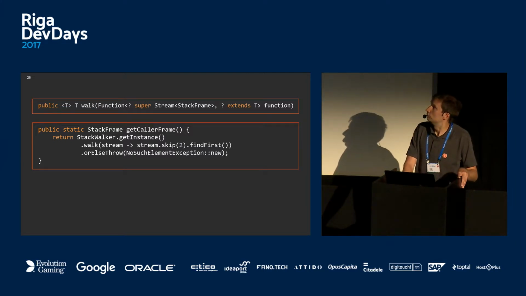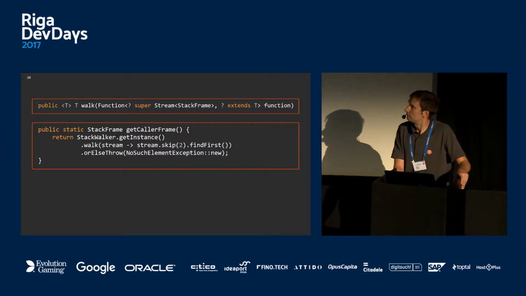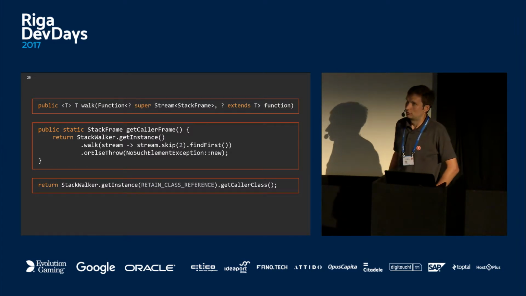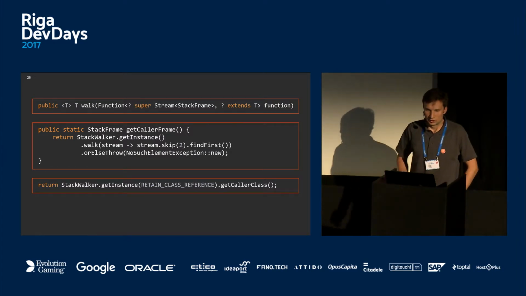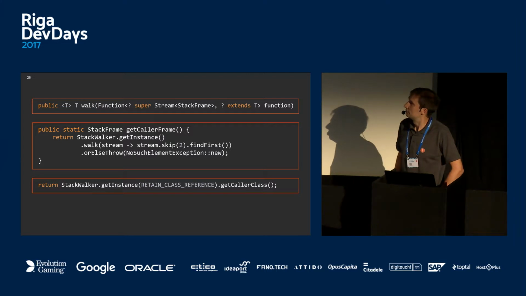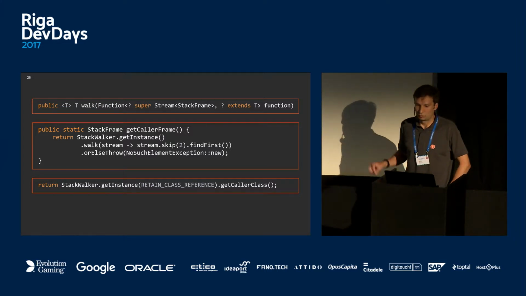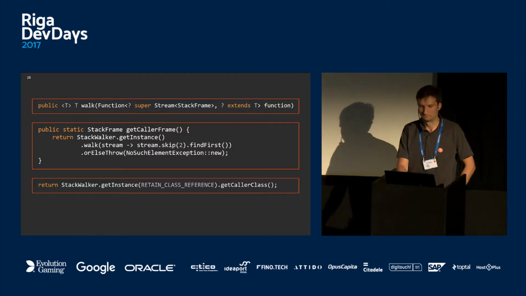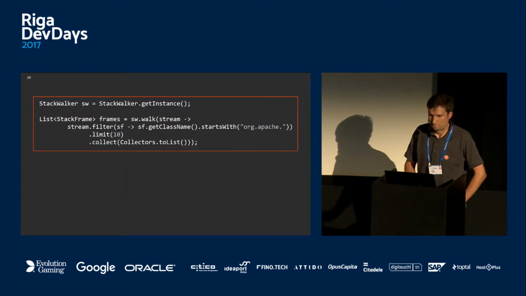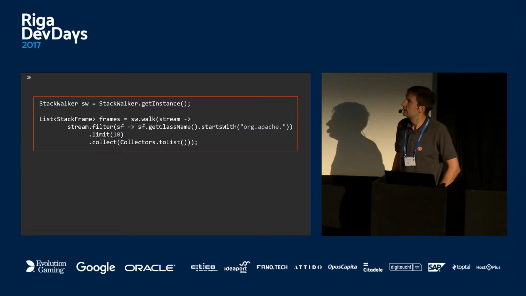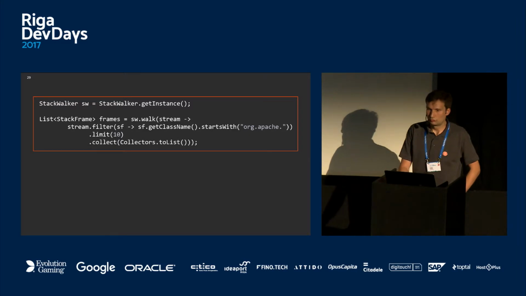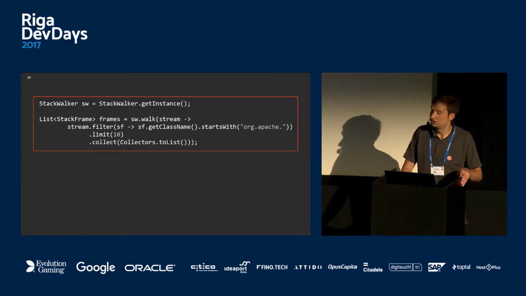For example, if you need the caller stack frame, you can do things like this, but there is also a shortcut method to get the caller class. Note the RETAIN_CLASS_REFERENCE option. Without it, you'll be able to access just the caller class name, but not the class object. Here's a bit more complicated example. Here we get the top 10 frames whose caller belongs to the org.apache package.